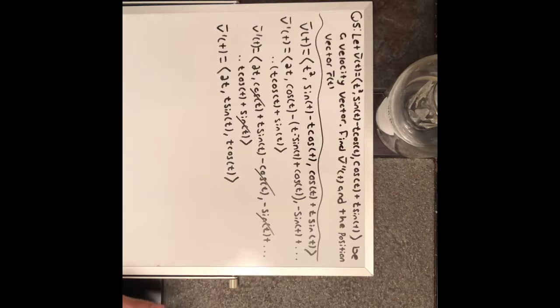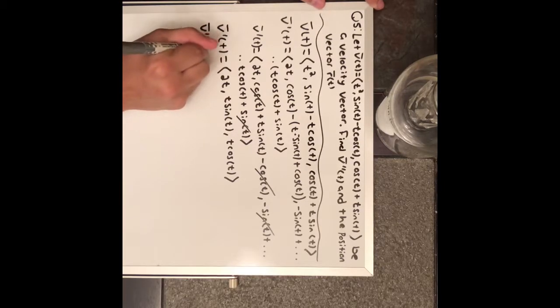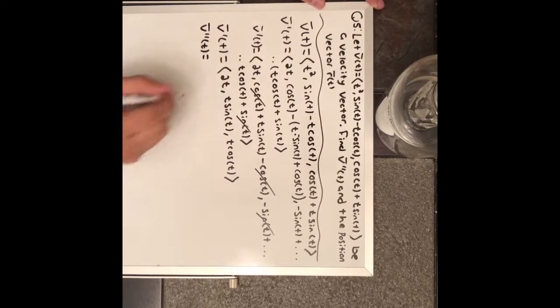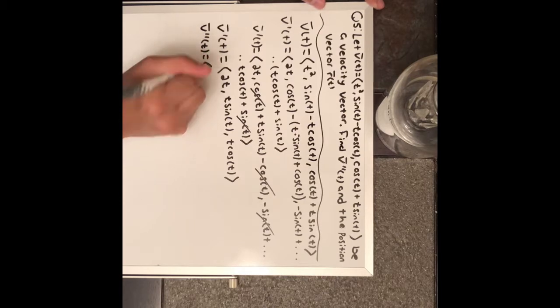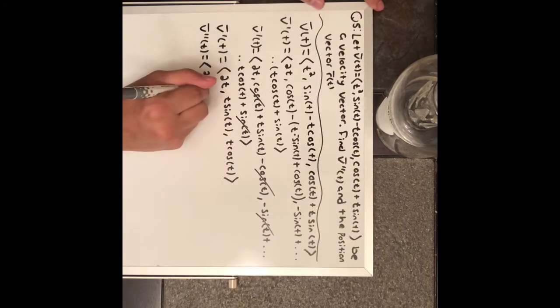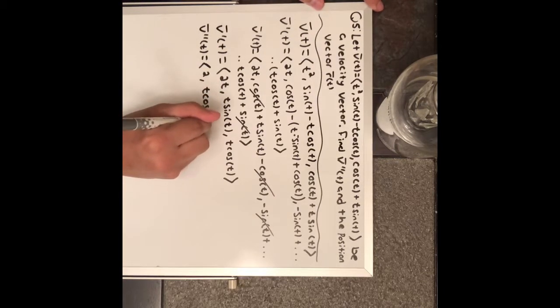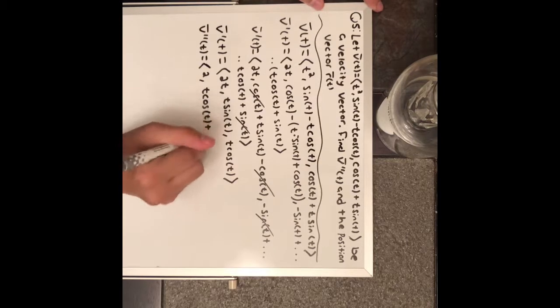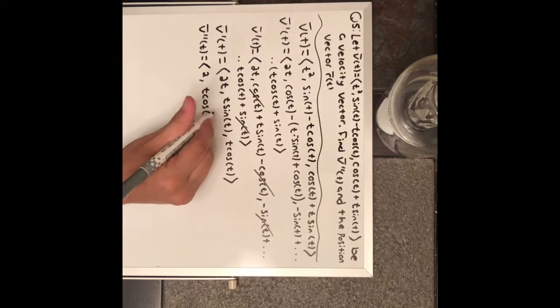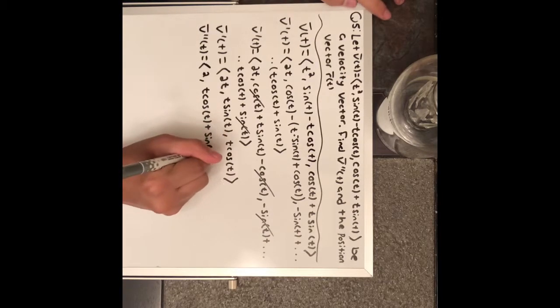So now let's find v double prime. Take the second derivative. Okay, so we know that the derivative of 2t will simply be 2. Now we have a product rule, so let's do this as we have before. We have t times the derivative of the second, which would be cosine t. And then we add the derivative of the first, which should be 1 times sine of t. So it would just be sine t.